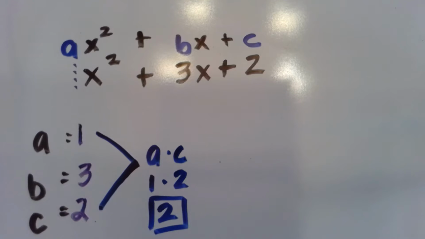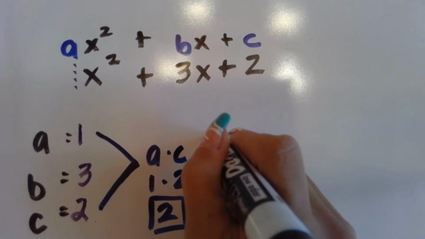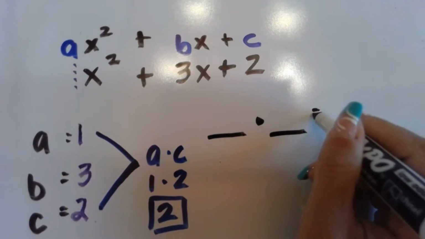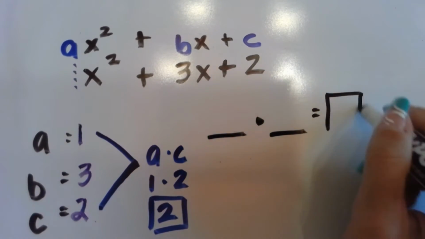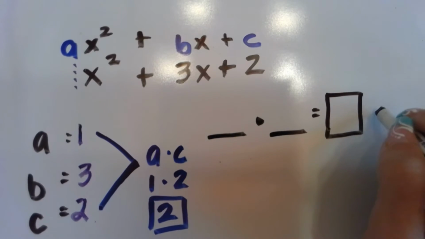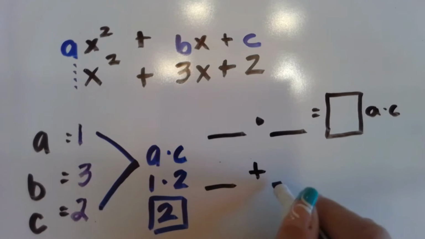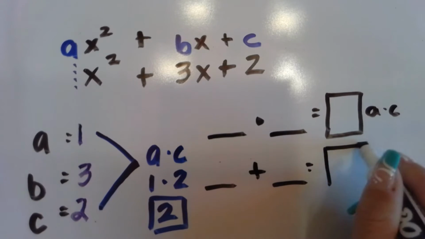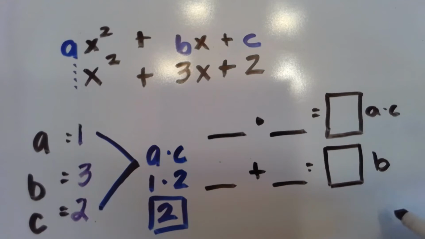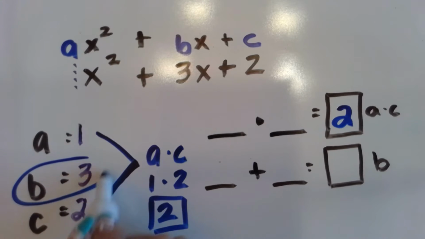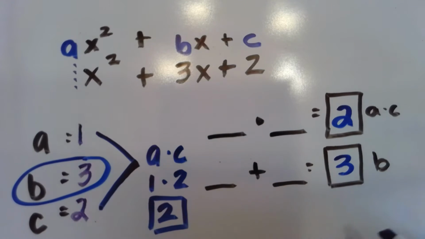Now, we're going to go ahead and get into that puzzle method. All right? So we know we're going to have blank times blank equals, I'll just put a box here because this is your A times C. Okay? And then we're going to say blank plus blank equals, and I'll just put a box here, and this is going to be your B. Okay?